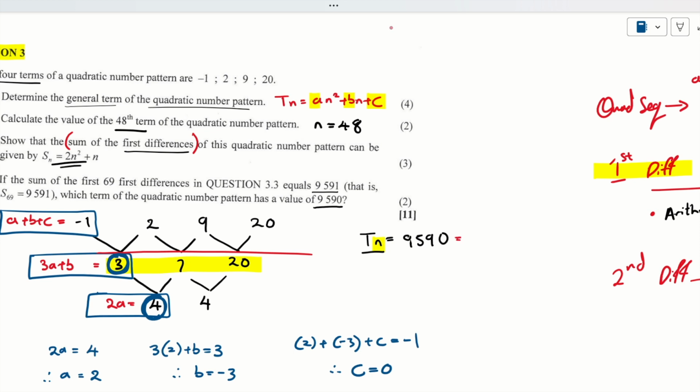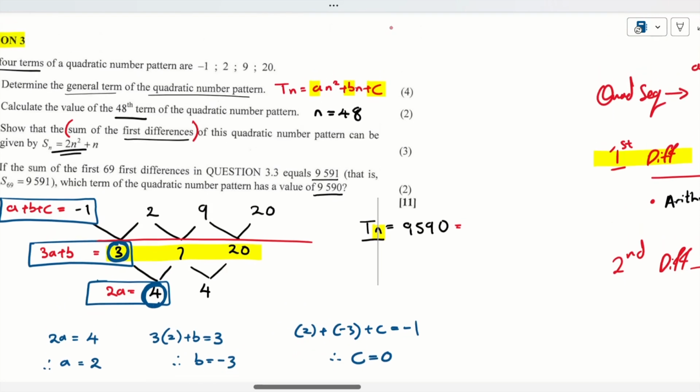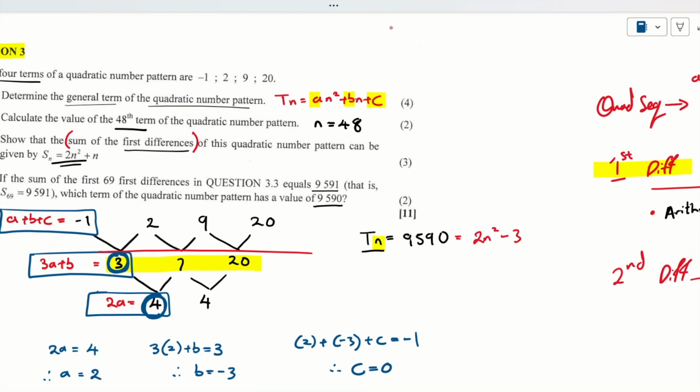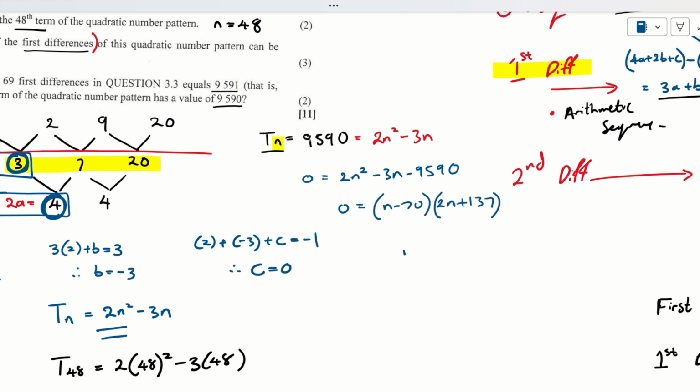We let this equal the general solution, which is 2n squared minus 3n. So to solve for n, we need to solve this quadratic equation. We begin by factorizing. And now we have n equal to 70 and n equal to 68.5. This solution is not applicable because n is an element of integers. So n is equal to 70, and this is for 2 marks.